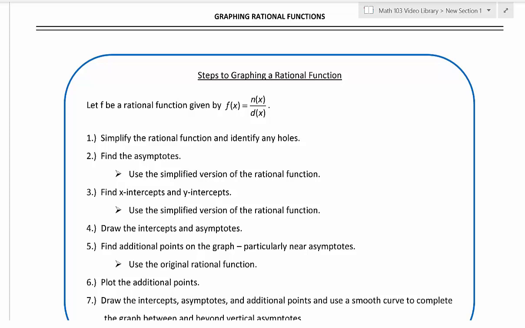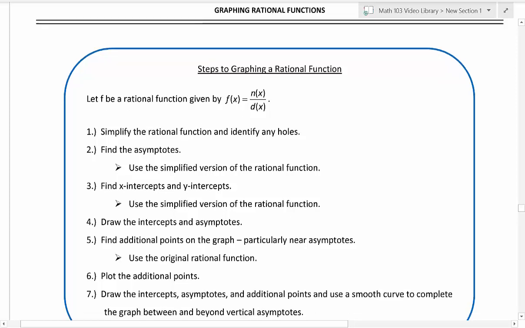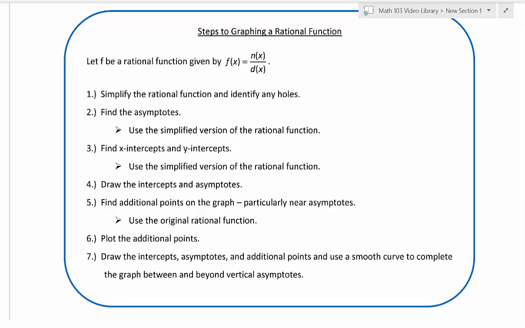In this video, we'll be graphing rational functions. Let's go over our steps for graphing a rational function. So let f be a rational function given by f of x equals n of x over d of x. The first thing we want to do is simplify the rational function and identify any holes. Recall that we simplify our rational function by factoring the numerator and denominator and looking for a common factor.